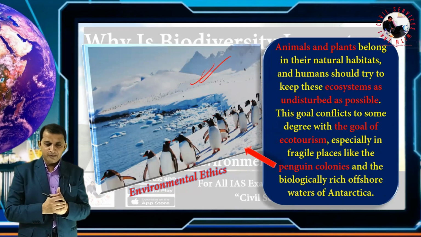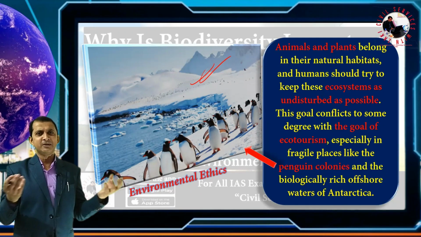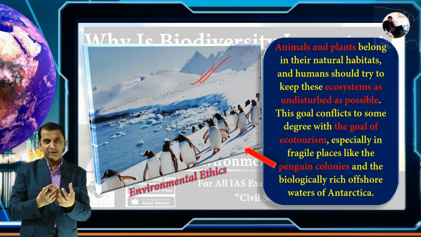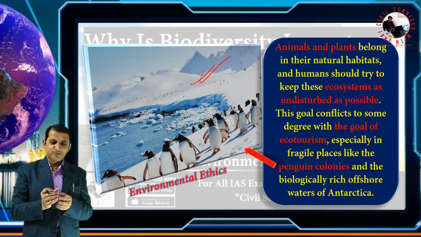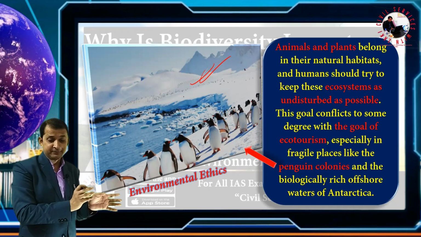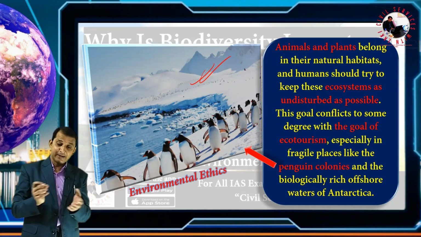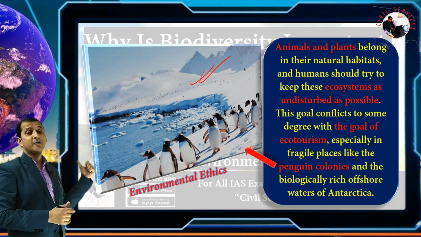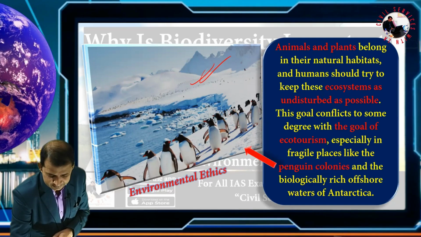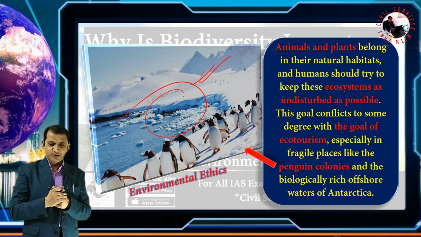This goal conflicts to some degree with the goal of ecotourism. As you know, ecotourism is another thing to promote the ecosystem and ecology, but especially in fragile places there is a conflict between environmental ethics and ecotourism. These fragile places include penguin colonies like this one, and the biologically rich, diverse offshore waters of Antarctica.